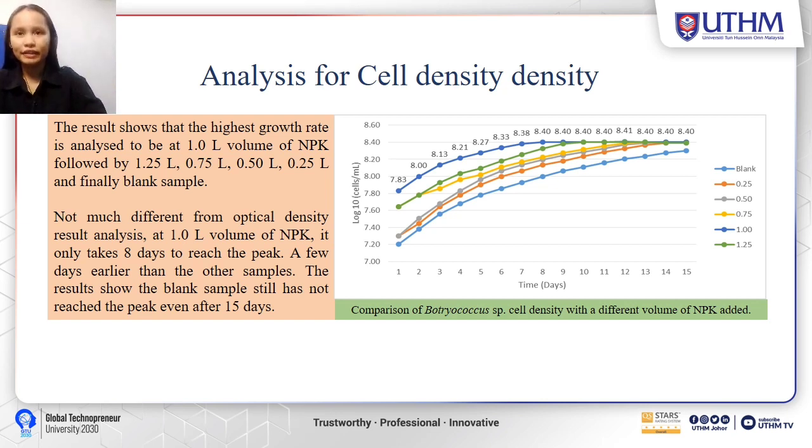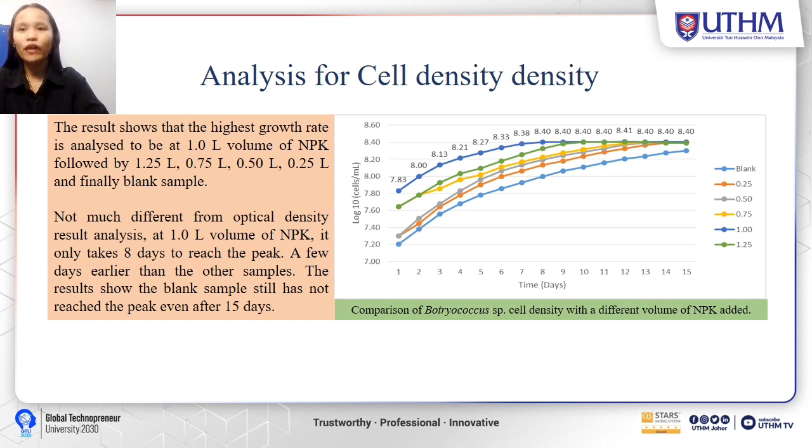Next is the analysis for cell density. So, as you can see, this is the graph of comparison of Botryococcus species cell density with a different volume of NPK added. So the result shows that the highest growth rate is analyzed to be at 1.0 liter volume of NPK followed by 1.25 liter, 0.75 liter, 0.5 liter, 0.25 liter, and finally the blank sample. Not much different from the optical density result analysis.